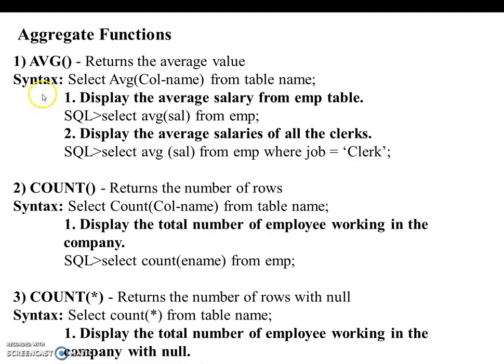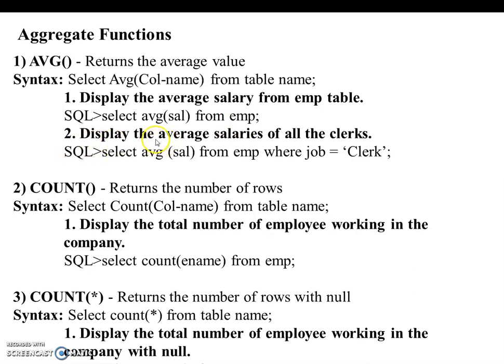The syntax for the average function is select AVG, and here you have to specify the column name, then from table name. For example, display the average salary from the employee table. So we are going to find out the average salary given to the employees, and to do such a task the query will be select AVG, in brackets the column name which is salary, and from employee. So it will return the average salary from this employee table.